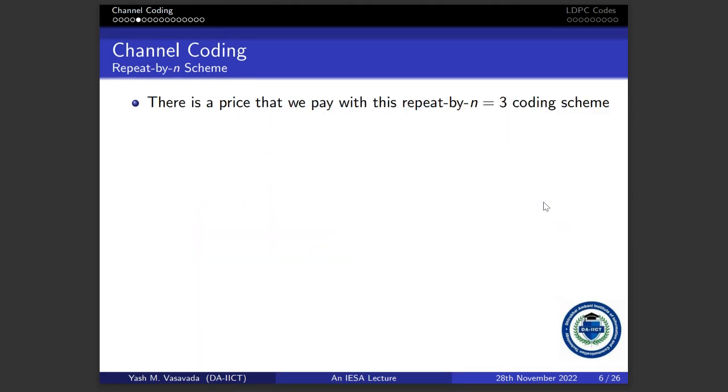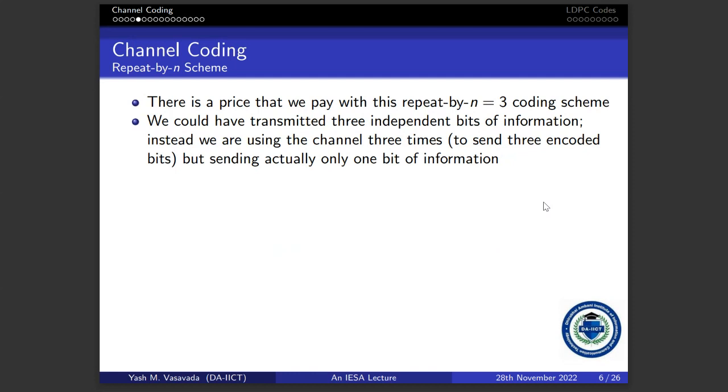Now, a little bit of math, I'm not going to describe it. Those of you who are mathematically inclined can do this math on your own. What we are going to say now is, what is the price that we pay? If we didn't do this repeat, we could have transmitted 3 independent bits of information. Basically, our efficiency would have been higher. By repeating, we are making use of the channel 3 times, but we are not transmitting anything new. We are just sending the same bit again and again.